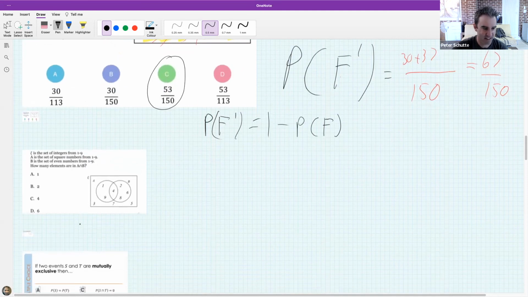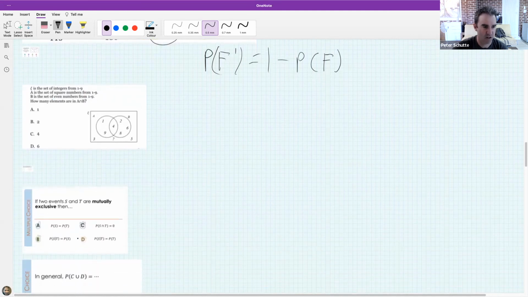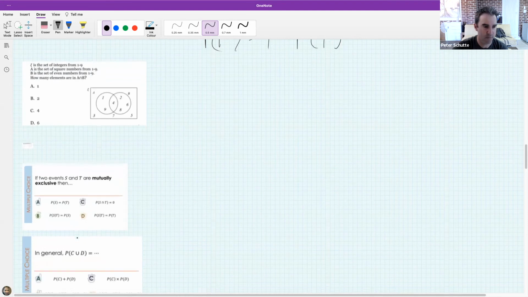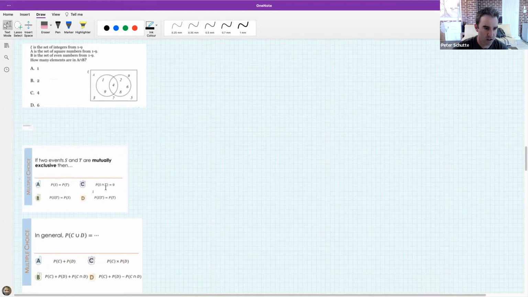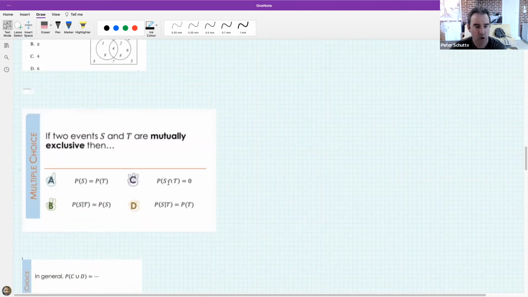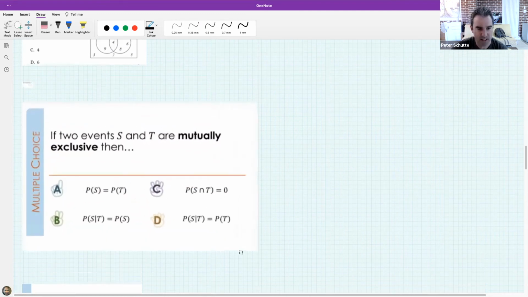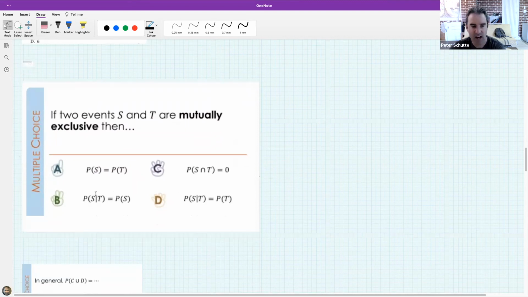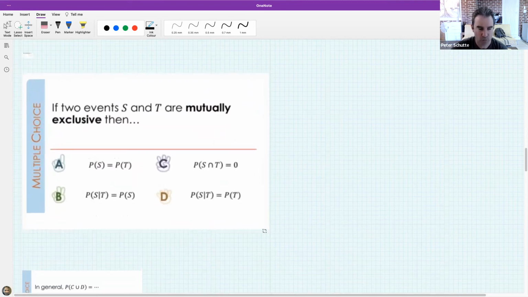Let us do these two multiple choice questions. We're making good progress today. So we're going to talk about the word mutually exclusive. What does it mean to be mutually exclusive? And I want to see how many of you have come across this word before. So if two events S and T are mutually exclusive, then which of these statements is true? What does it mean for events to be mutually exclusive?